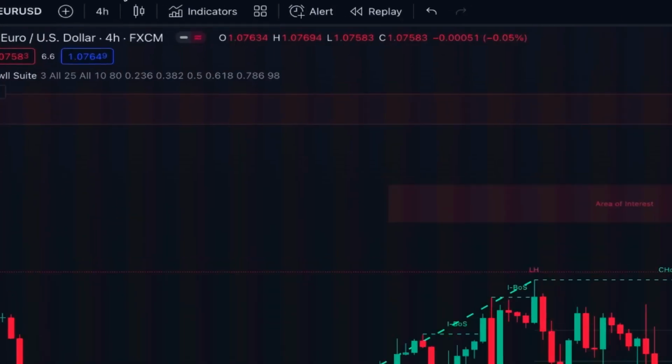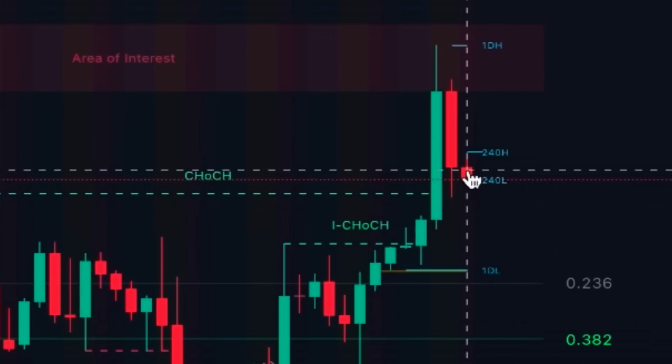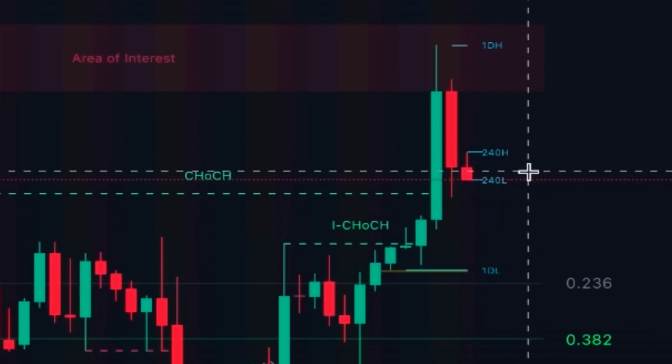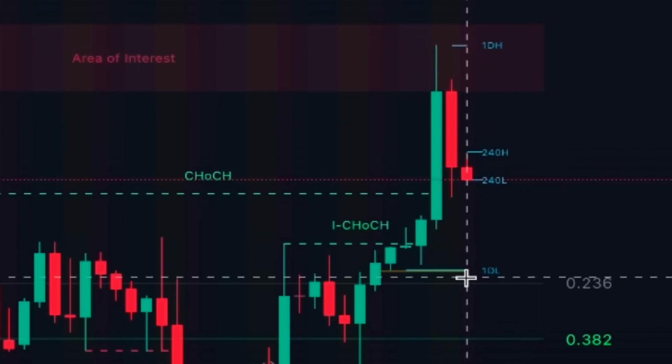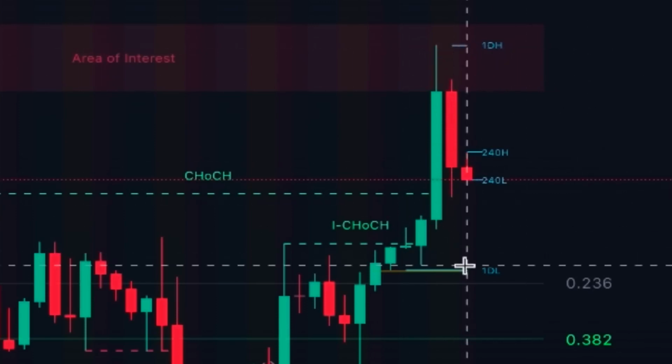Right now we are on the 4 hours time frame and this is the last candle that we have. The market is closed now. As you can see, this indicator shows the current candle highest price and lowest price, and it also shows the daily time frame highest price and lowest price. This is the highest price and this is the lowest price of the last candle on the daily time frame.